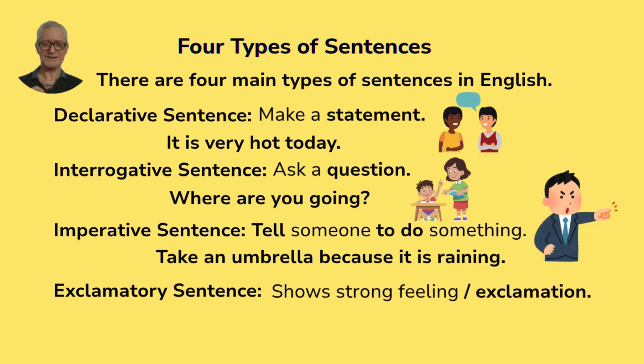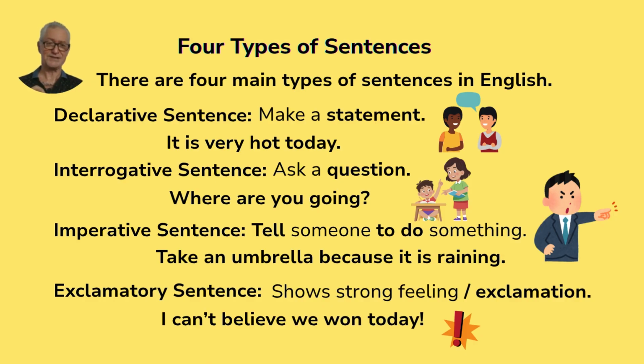And the last one is an exclamatory sentence. This is where you show strong feelings and use an exclamation mark when writing it. I can't believe we won today. This is so exciting. Okay, so the 4 types of sentences are a declarative sentence or statement, an interrogative sentence or question, an imperative sentence, which is a command or a direction, and an exclamatory sentence. This is one which shows strong feeling and is marked by an exclamation.